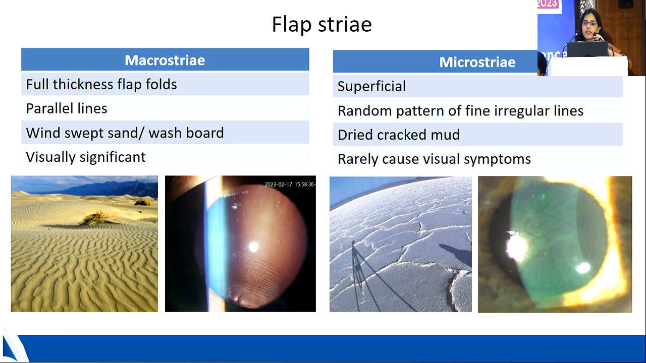The other type of striae are micro striae, which are usually superficial in location. They are usually seen as a random pattern of fine irregular lines, like dried cracked mud. They rarely cause visual symptoms.